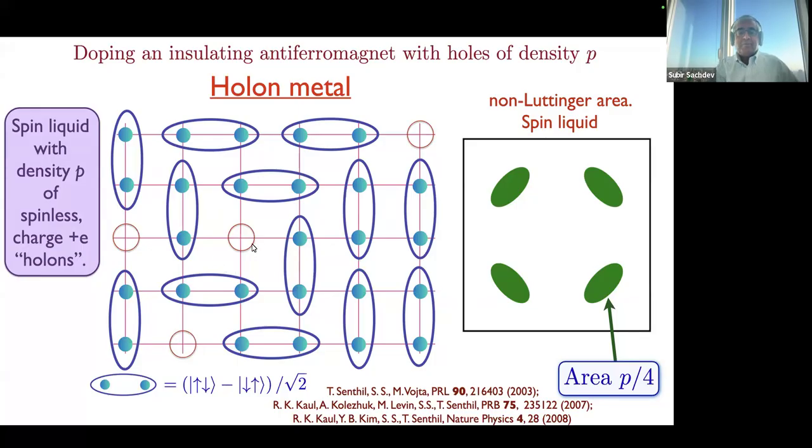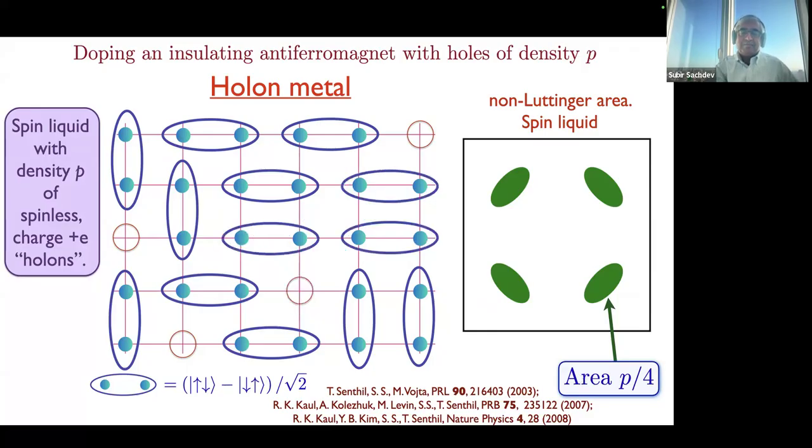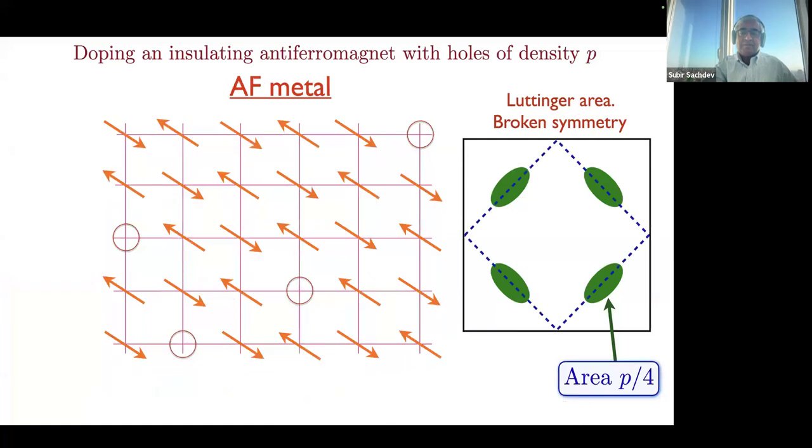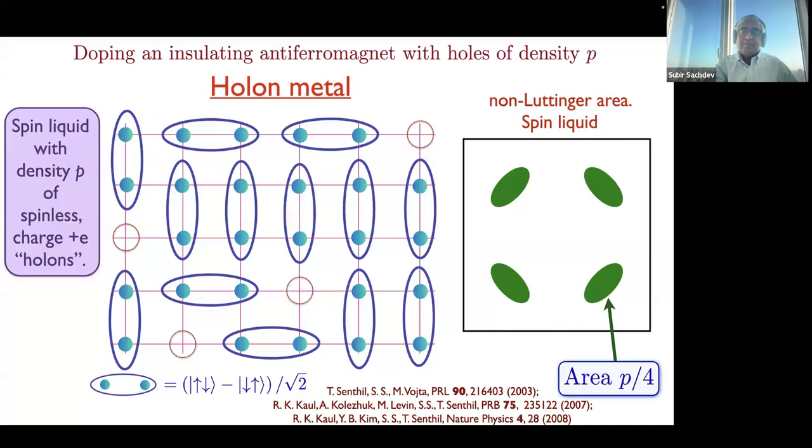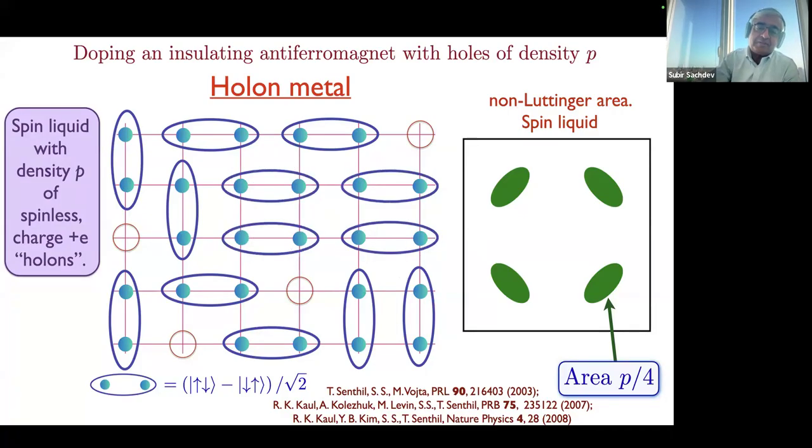But they're spinless. So there's no factor of 2 for spin, but there's a factor of 4 for valley. So again, the area is P over 4, but that's an accident. It need not be, for a different reason, the same as the antiferromagnet. So this state and this state have basically the same area, but that's just an accident. So finally, let me introduce the FL star state.